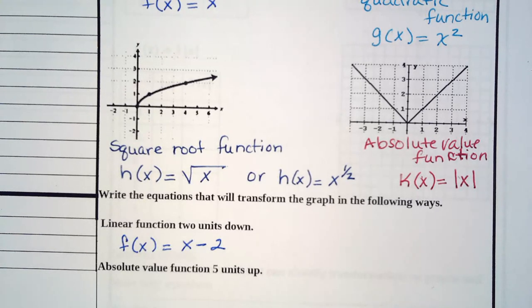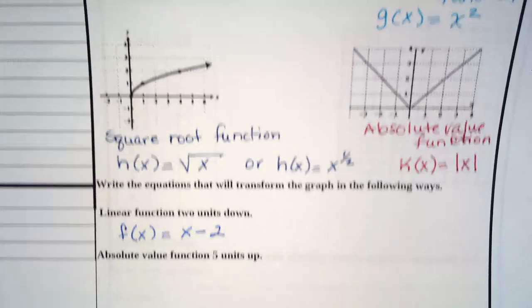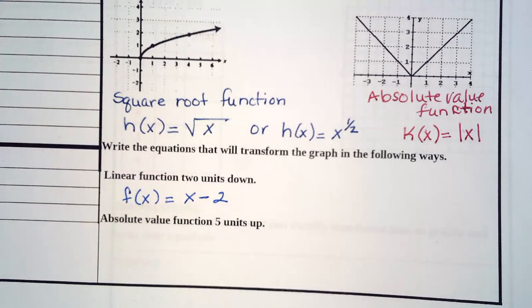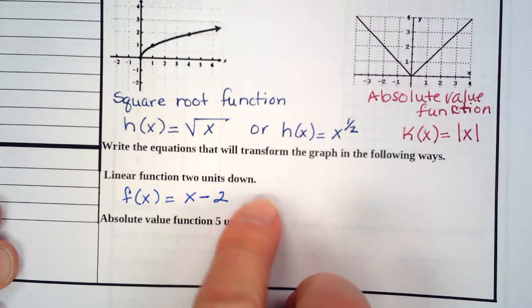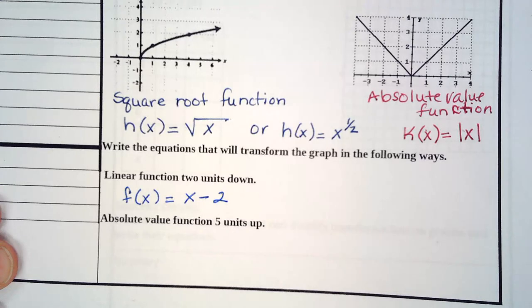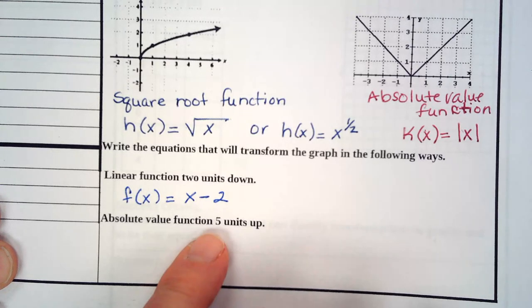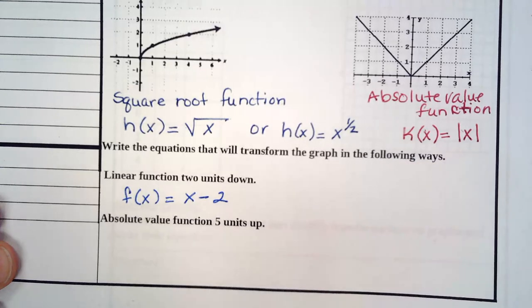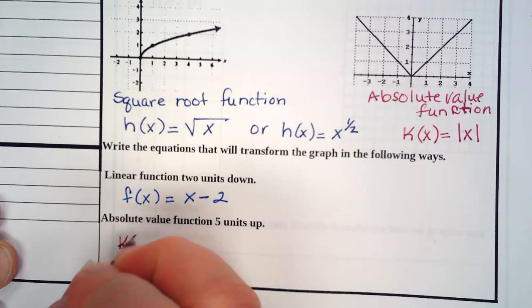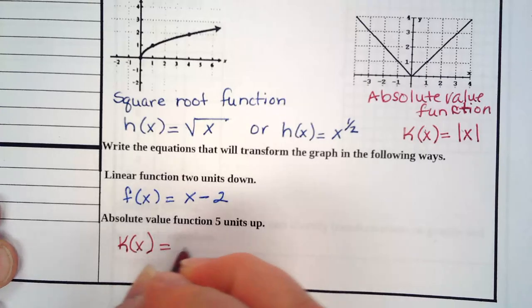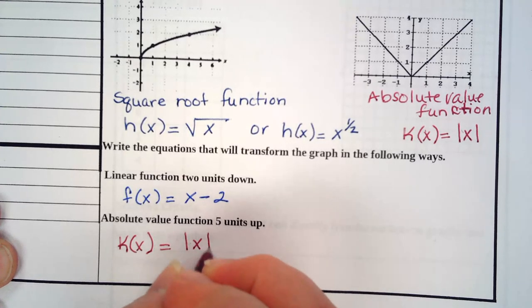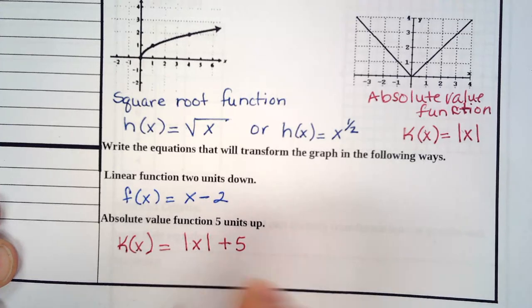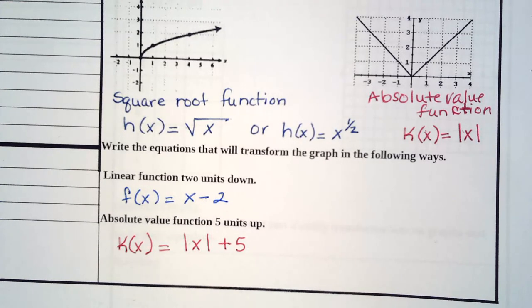What if we do the absolute value 5 units up? Well, if we subtract at the end, we go down. If we want to go up, what are we going to do? If we want to go up, we're going to add at the end. So k, evaluated at x, is going to be equal to the absolute value of x plus 5. Do you see how we do that transformation by adding and subtracting at the end of our equation?